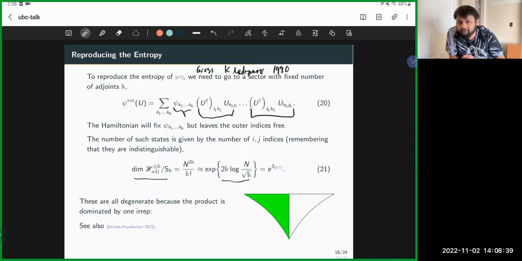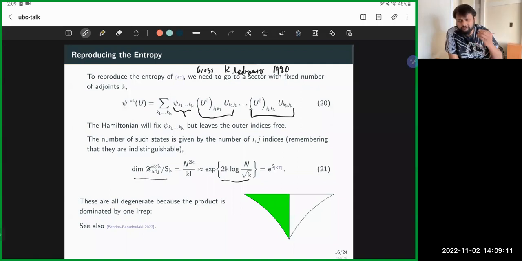Now, of course, this is a wrong calculation because k copies of the adjoint is not an irreducible representation of the PU symmetry. Only irreducible representations are guaranteed to be degenerate, not reducible ones. The reason it works is that k copies of the adjoint is dominated by one irrep. This is also found by Panos and Ulga. That irrep is drawn by the Young diagram here.